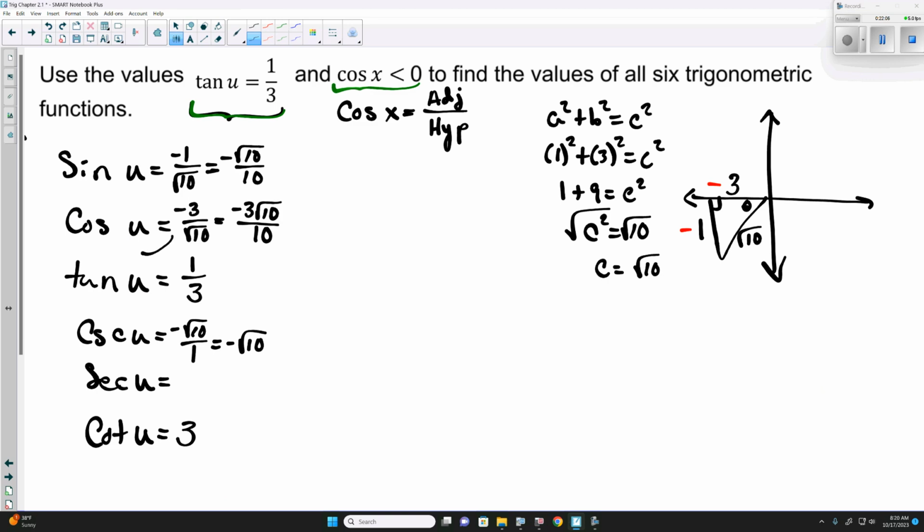And for the most part, when I flip it, I look back at this here. So -3 over the square root of 10, flip it, still negative, square root of 10 is on top, 3 is on bottom. And that's it. Questions on this here?